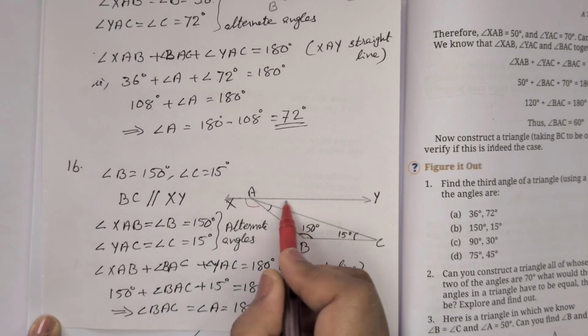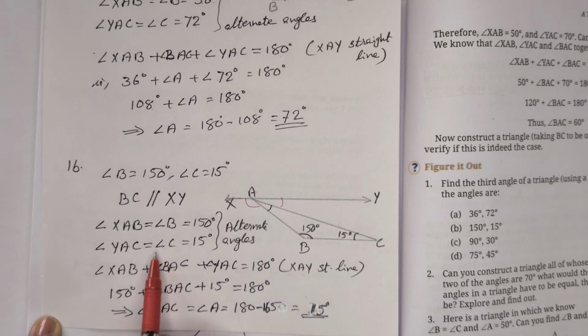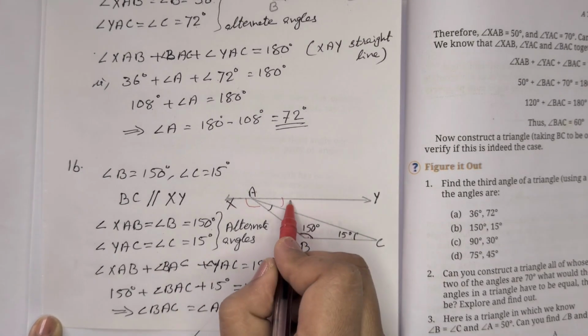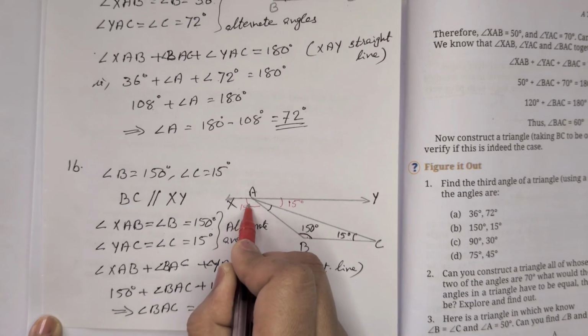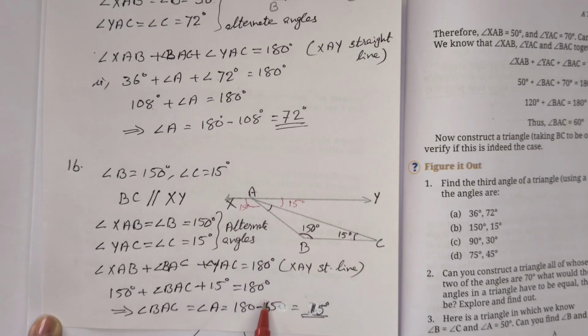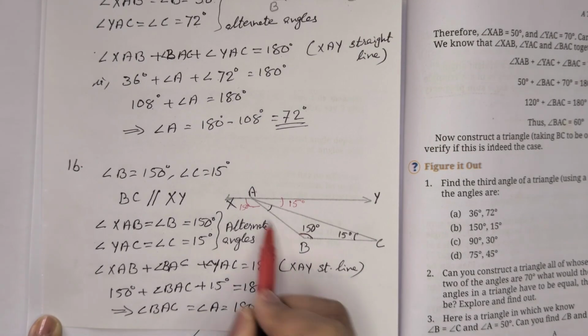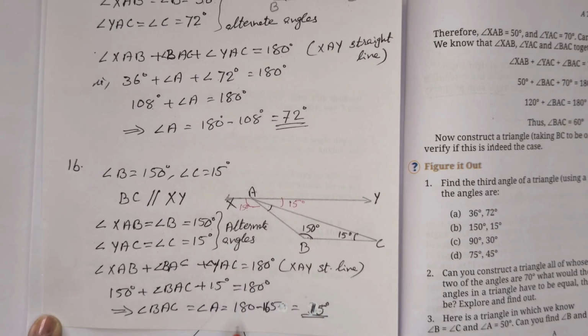Similarly, this angle C is same as YAC. Alternate angles. Now here we are getting 15 degree, and this side we are getting 150 degree. Now the sum of these three angles is equal to 180. So BAC, this angle, is equal to 180 minus 150 plus 15, that is 165, which is equal to 15 degree.